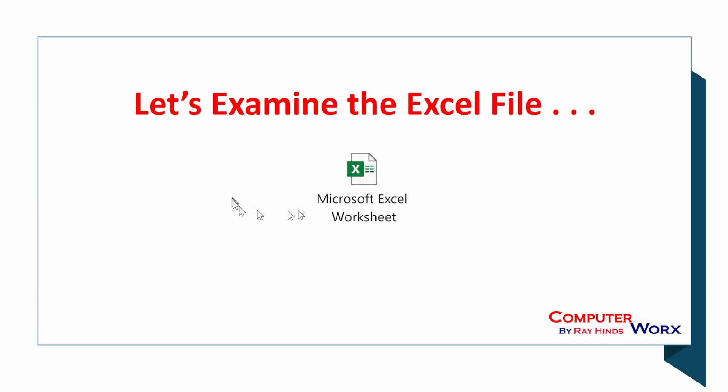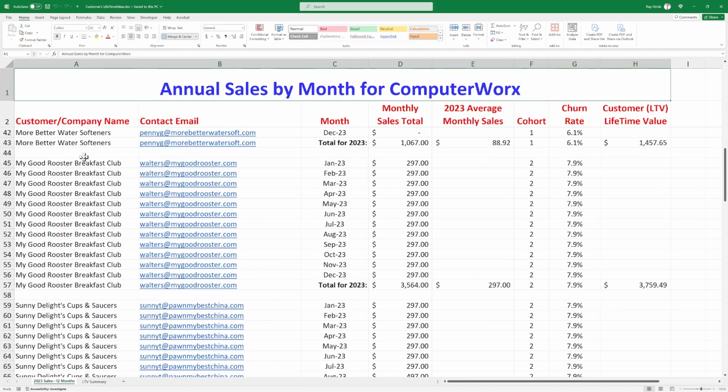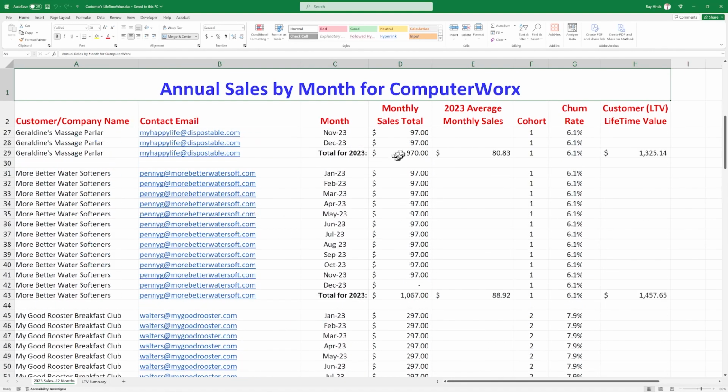So let's take a look at the actual spreadsheet that generated this information for us. I have it embedded into my PowerPoint. It's quite a lengthy spreadsheet, and that's mainly the reason I'm here, to demonstrate the power of Excel and how it can summarize. But I have 10 customers that worked with me last year in 2023. And you can see each one of these customers, I've got all their information, their name, their contact, and some of the information based on their company.